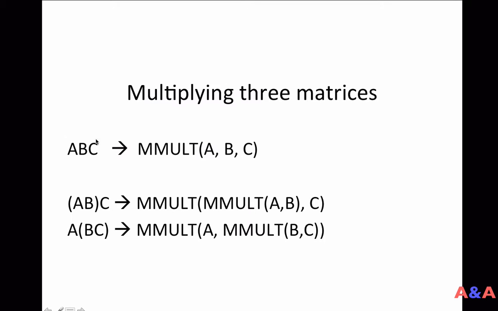So if you want to have the product of three matrices, you have to do it in two stages. One way is you multiply A and B first using mmult function, and then use another mmult function to multiply that with C. So you have to nest two mmult functions. The other way is to multiply B and C first using mmult function, and then you multiply A to that result using another mmult function. Okay, so this is wrong. The other two are fine, either is fine.